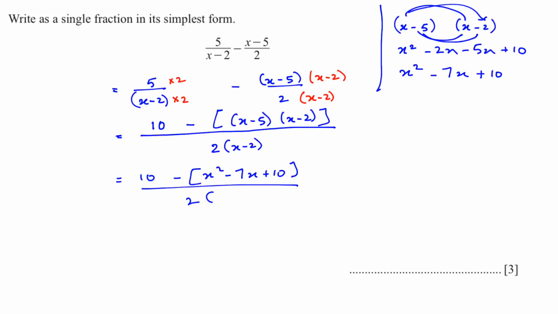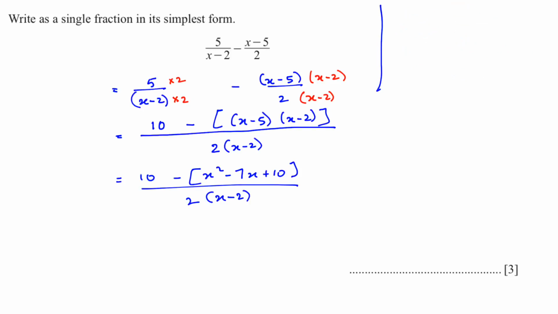over 2x minus 2. Before we move further, there's another way to expand this. If your x is alone, it doesn't have any other coefficient, you will write x squared. Add these two numbers, negative 5 plus negative 2 will give you negative 7x.